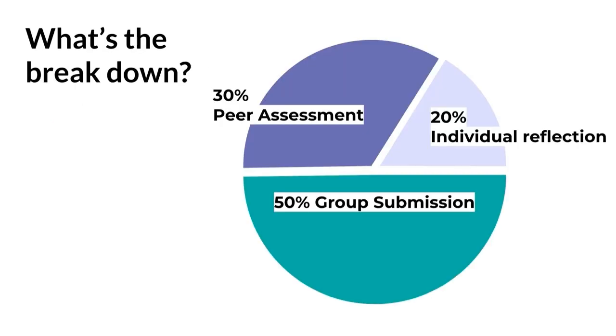We recommend 50% of a student's grade be the group grade, 30% be peer assessment, and 20% be the individual reflection. You can adjust the proportions of the grade as necessary, depending on the class and project. But bear in mind that for longer or higher stakes projects, you'll want to do all three. For this video, we'll focus on peer assessment and individual reflection.